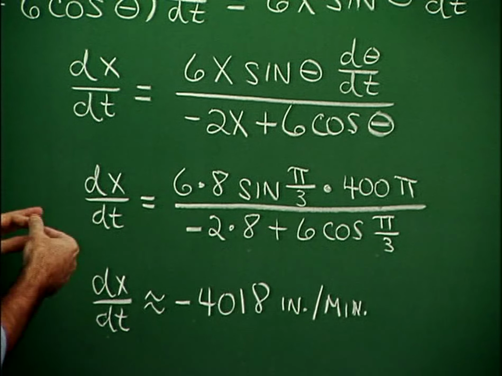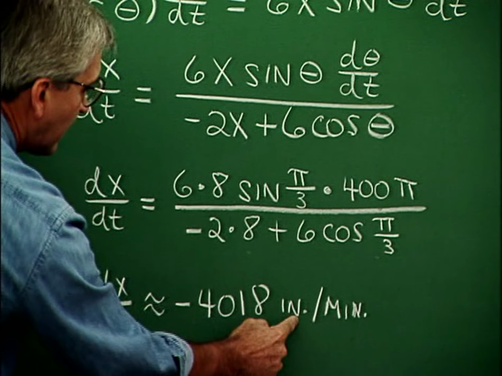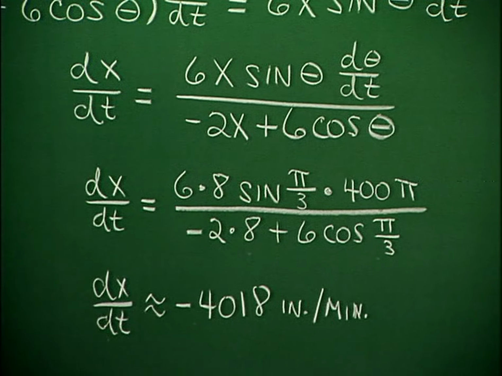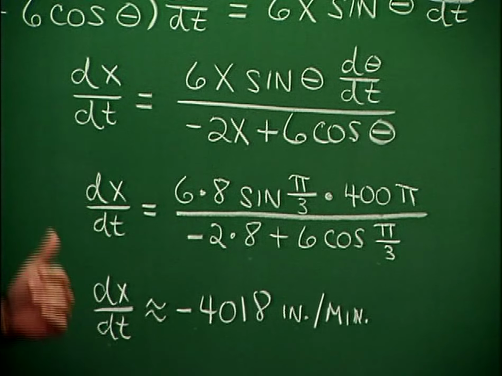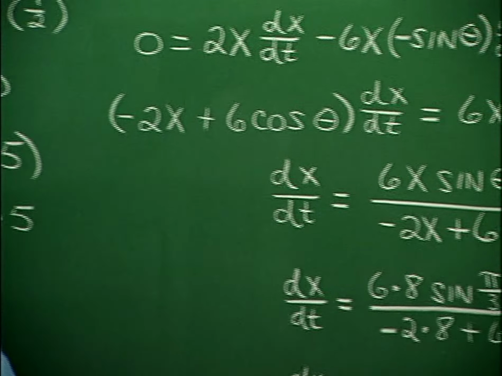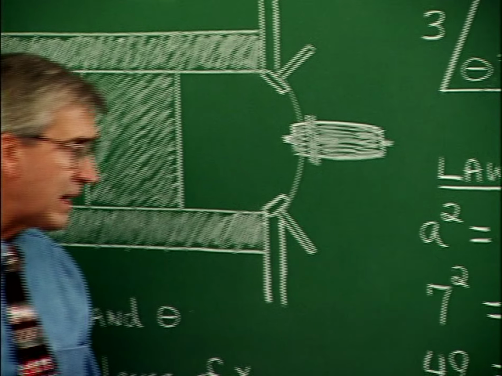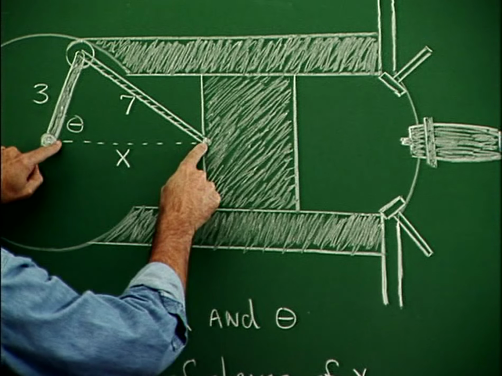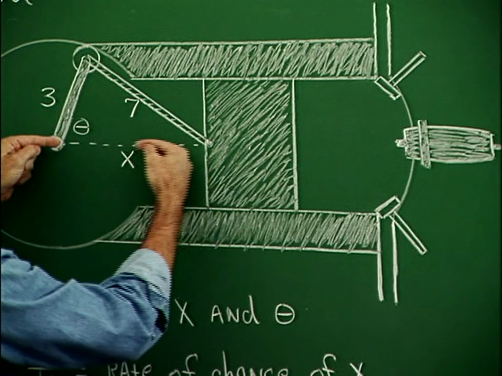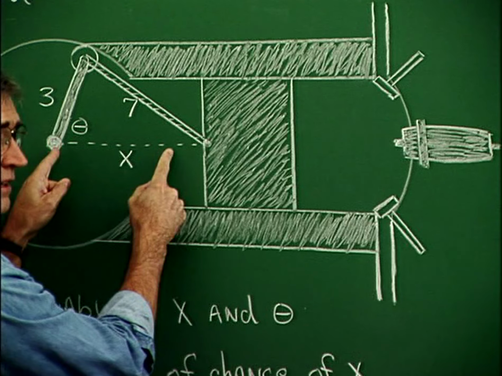The lengths or the distances that we were talking about, the connecting rod and the crank, were in terms of inches, and the time was in terms of minutes, as we saw earlier. But the negative 4018 idea is this. Come back over here, and let's make sure we understand why this is negative. We're talking about the speed of this piston, and x is declining, decreasing, and this distance is decreasing, and that's why it's a negative amount.